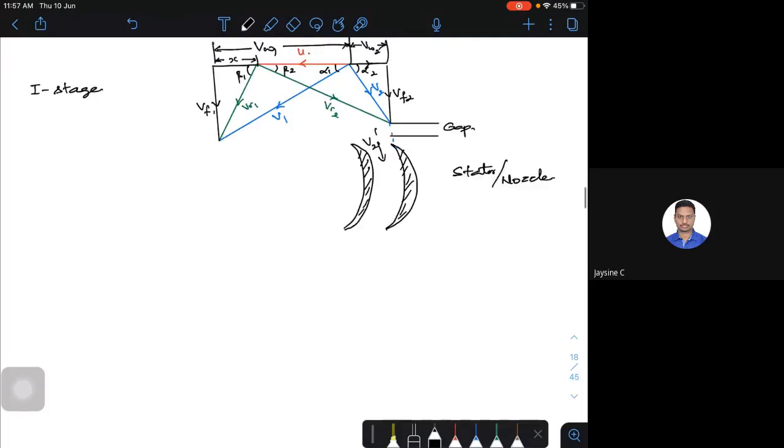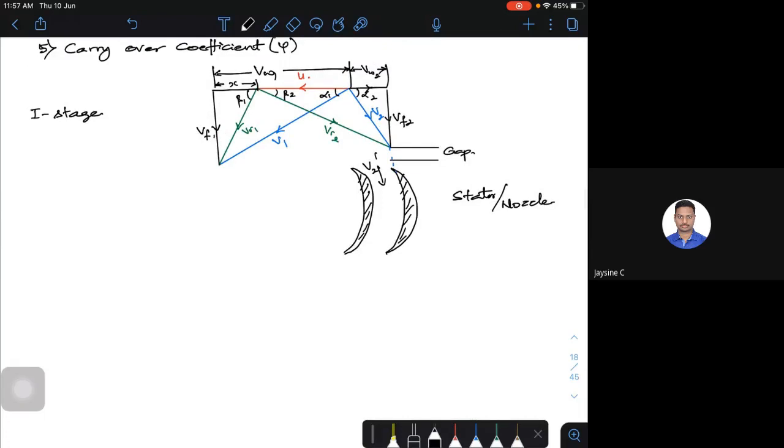So V2 dash, and here the carryover coefficient comes into picture. What is that carryover coefficient? The carryover coefficient is psi, the ratio of the velocity with which it enters the stator of the next stage to the velocity it exits from the rotor of the first stage. Or I can write V2 dash is equal to psi into V2.